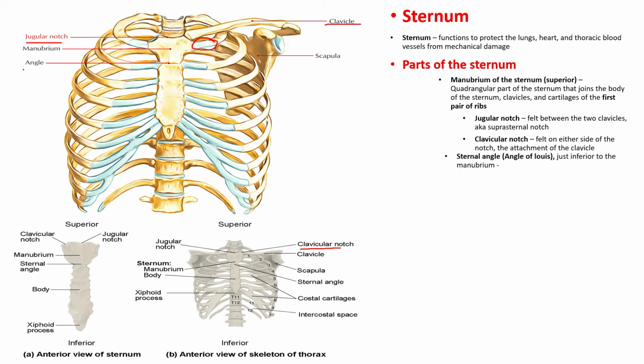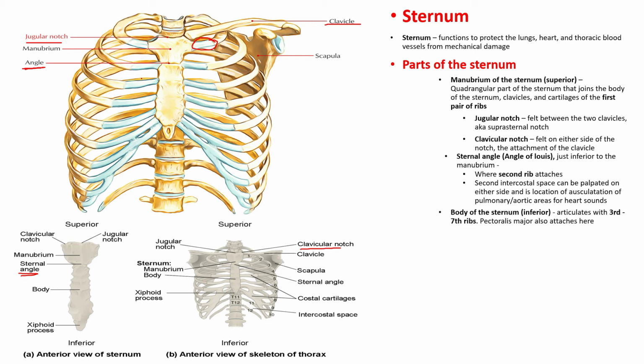There's also the angle right here, which is known as the sternal angle or the angle of Louis, which is just inferior to the manubrium. And this is where the second rib, the cartilage of the second rib, attaches. And this is an important landmark, not only for mediastinal structures, but also because you can palpate this area and easily find the second intercostal space, which is important whenever we're talking about the best places to listen for heart sounds.